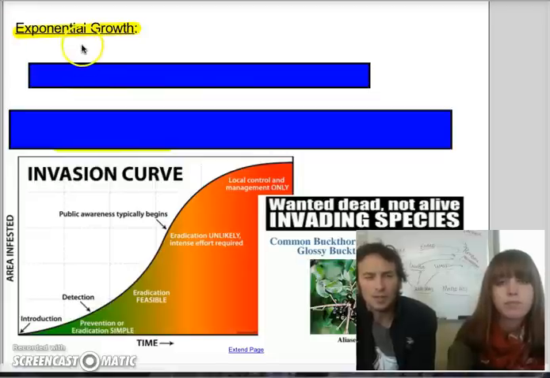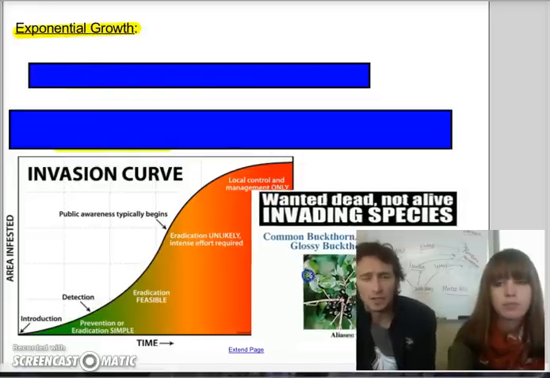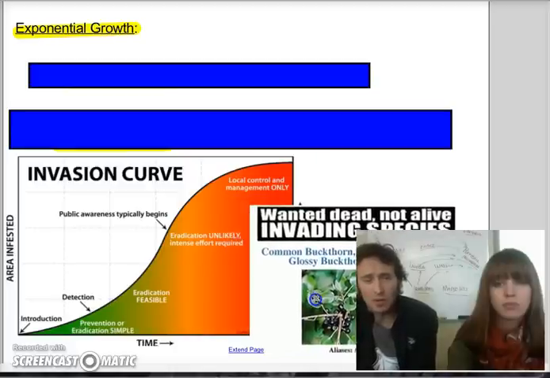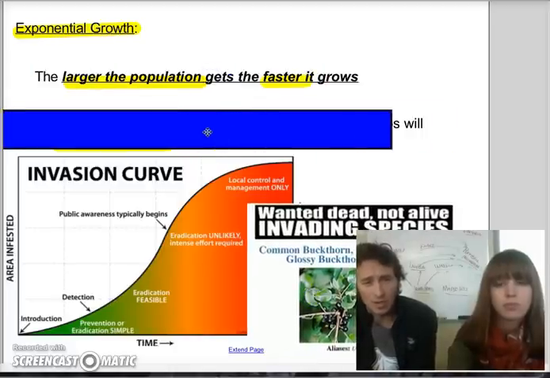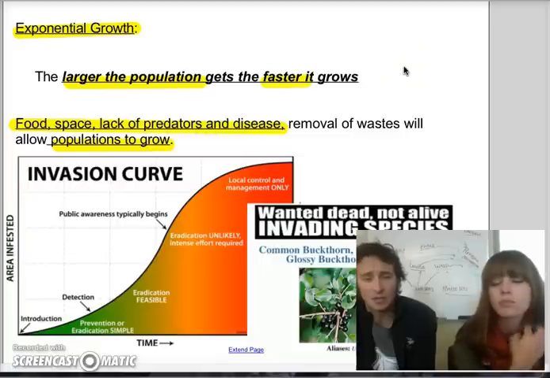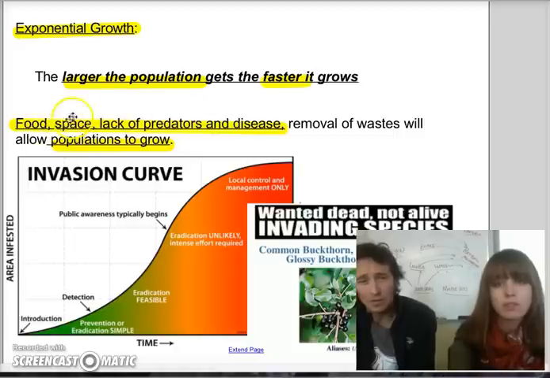Okay, so there's a couple different ways we can measure growth and look at it sort of graphically. And we've probably all heard of this, but one is referred to as exponential growth. And the larger a population gets, the faster it grows. So it's kind of a compounding or a cascading effect, I guess you'd want to think of. And things like food, space, lack of predators or diseases can allow populations to grow.